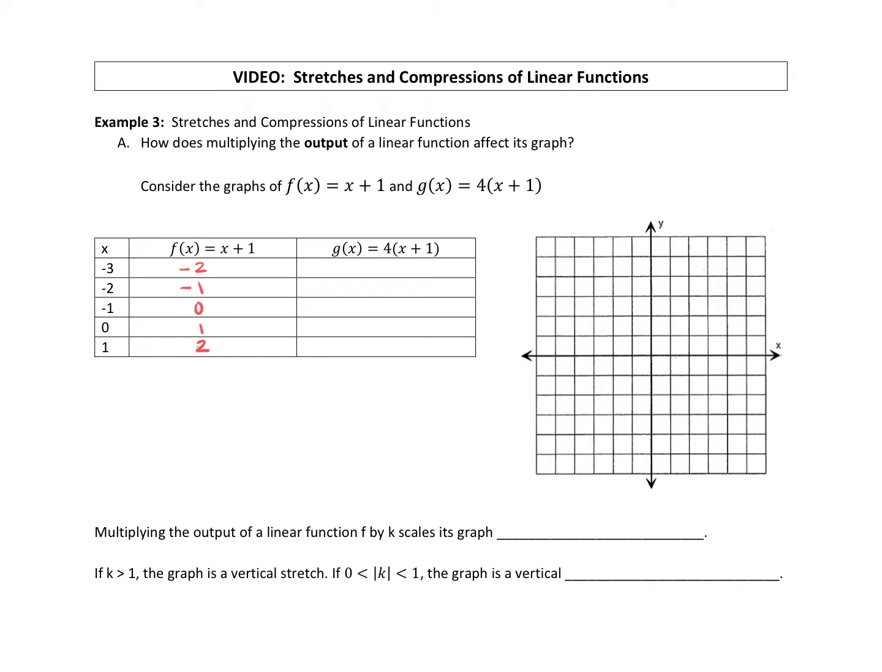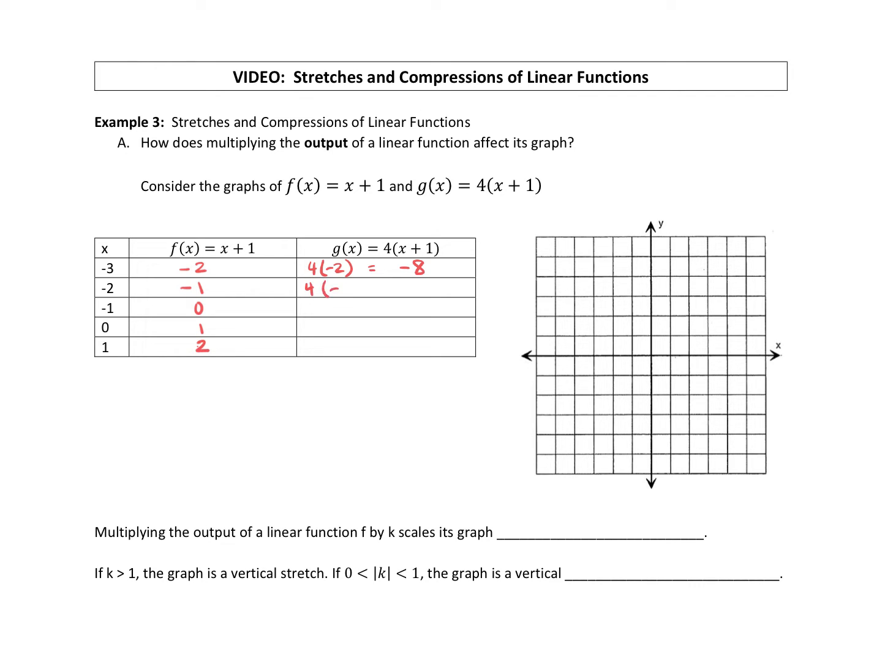Now, what if we multiply the output by 4? Well, here's x plus 1. These are the outputs. So we're just going to take those values and multiply them by 4. So we're going to do 4 times -2. And our new output for our g function is -8.